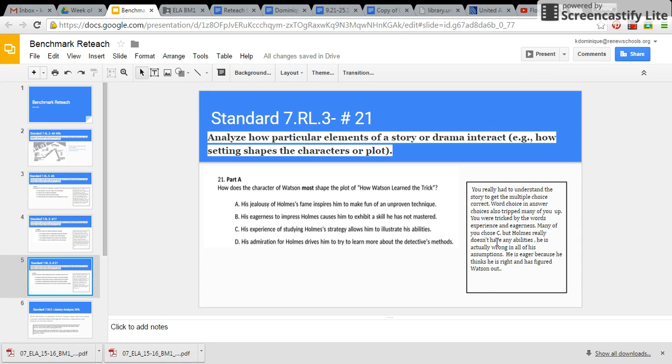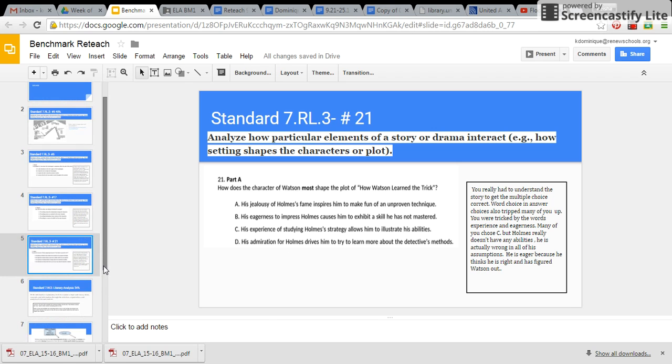Many of you chose C, but Holmes really doesn't have any abilities and he's not experienced. He is actually wrong in all of his assumptions. He is eager though because he thinks he is right and has figured Watson out. So you really had to understand the story in order to get this question correct. All right, moving on.